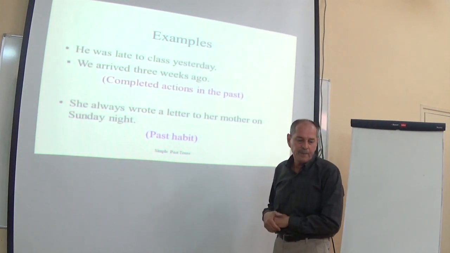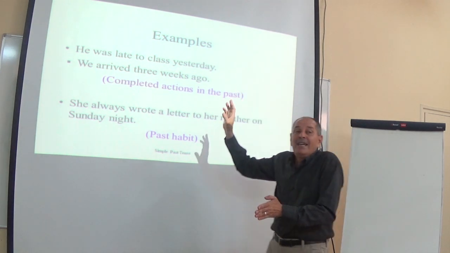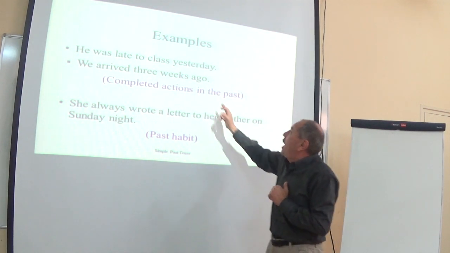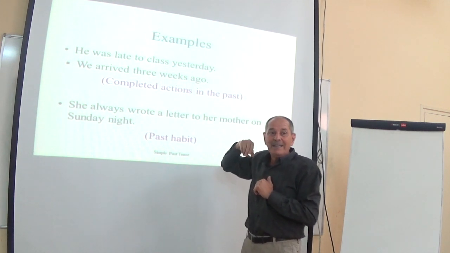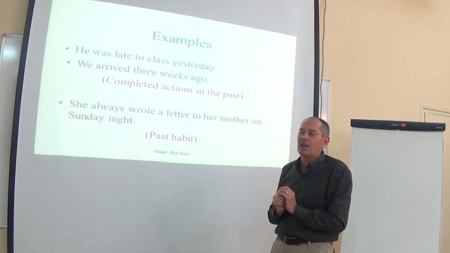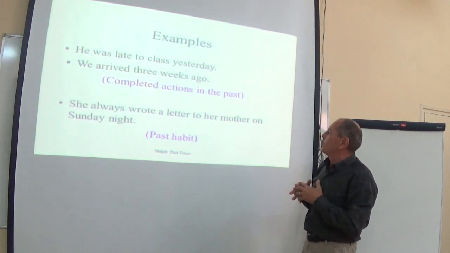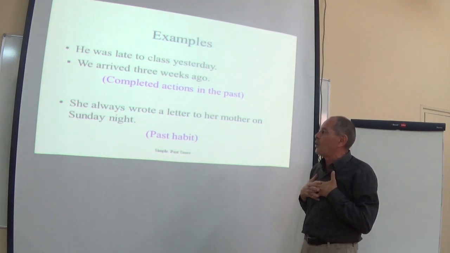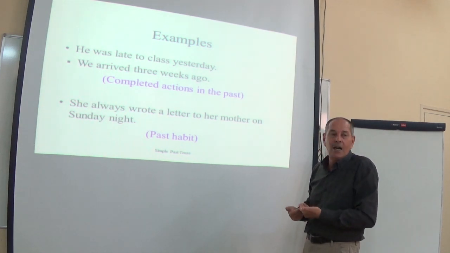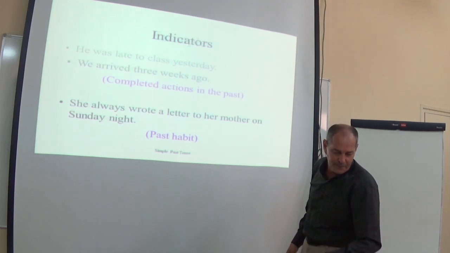Let's move to examples. So, he was late to class when? Yesterday. Maybe today he arrived on time, but he was late to class yesterday, so it happened, it's finished. The word ago, in French you say il y a, yes, il y a. So we arrived 3 weeks ago, so it's a fixed time in the past, completed actions in the past. Okay. Now, she always wrote a letter to her mother on Sunday night. So whenever it was Sunday, it was an occasion for her to write a letter to her mother, or now we speak about mails more rather than letters.